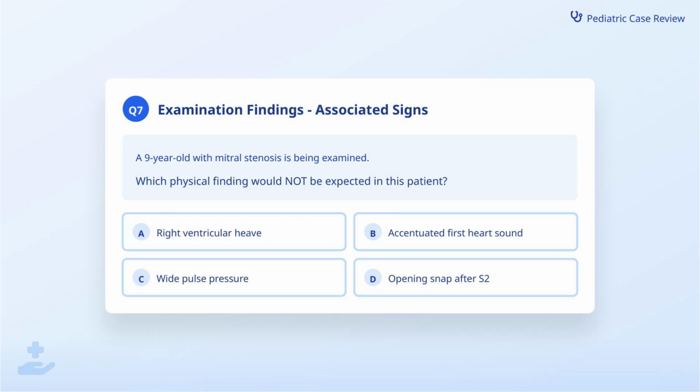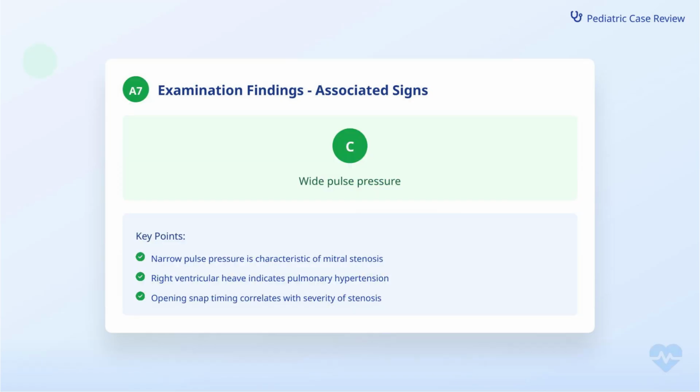A 9-year-old with mitral stenosis is being examined. Which physical finding would not be expected in this patient? Option A, right ventricular heave. Option B, accentuated first heart sound. Option C, wide pulse pressure. Option D, opening snap after S2. Consider the hemodynamic changes that occur in mitral stenosis and their physical manifestations. The correct answer is C, wide pulse pressure.